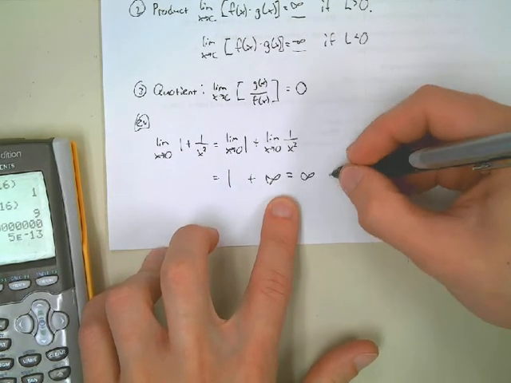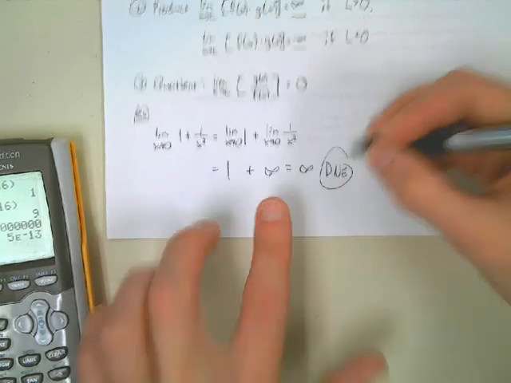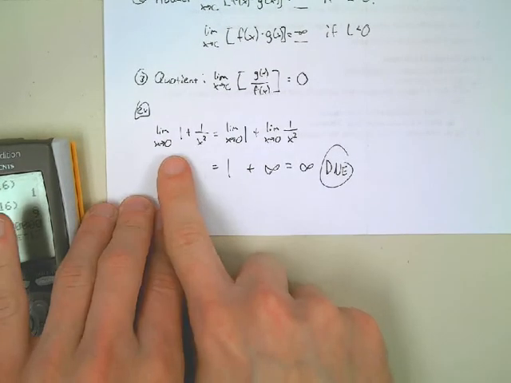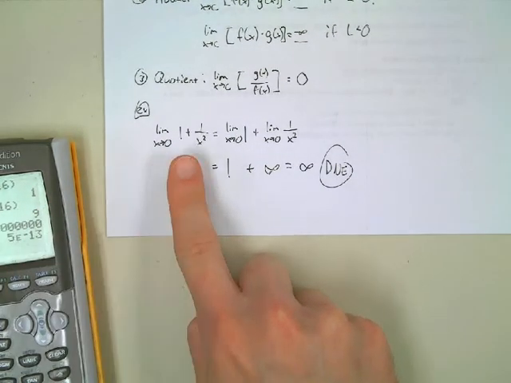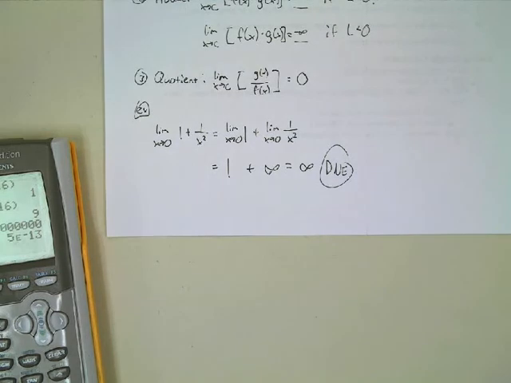So when you get a limit like this, which is something that maybe will throw some of you off, and it's got addition there, just break up the limit over the addition.